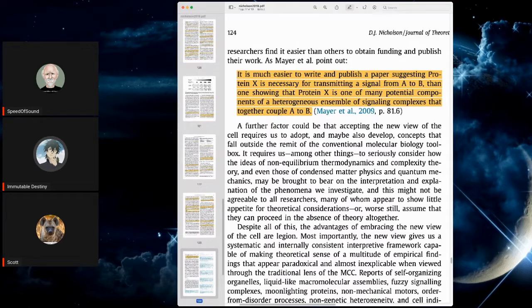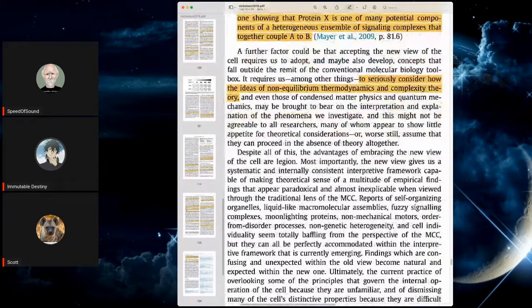A further factor could be that accepting the new view of the cell requires us to adopt and maybe also develop concepts that fall outside the remit of the conventional molecular biology toolbox. It requires us, among other things, to seriously consider how the ideas of non-equilibrium thermodynamics and complexity theory, and even those of condensed matter physics and quantum mechanics, may be brought to bear on the interpretation and explanation of the phenomenon we investigate. And this might not be agreeable to all researchers, many of whom appear to show little appetite for theoretical considerations, or worse still, assume that they can proceed in the absence of theory altogether.